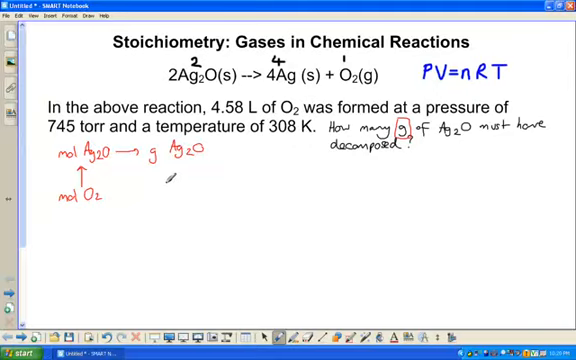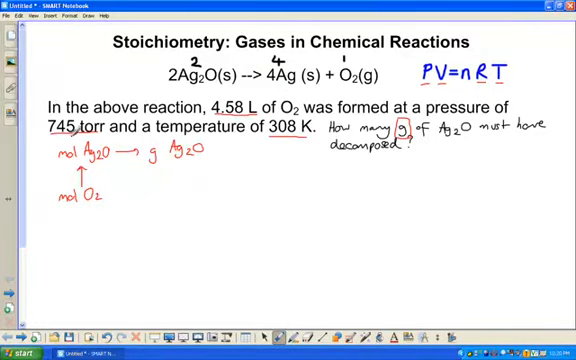So the question becomes, how do we calculate the moles of oxygen? Well, look at the information we have: a volume, a pressure, and a temperature. We know what our R is, that's always a constant, 0.082 litre atmospheres per mole per Kelvin. N is what we can calculate. Once we know N, the number of moles of oxygen, we just follow this route to get to our answer.